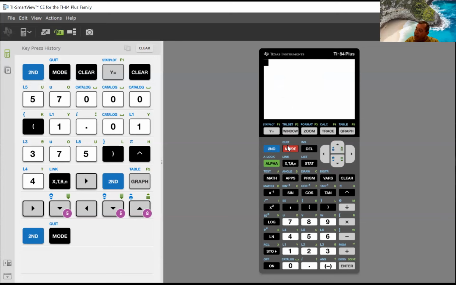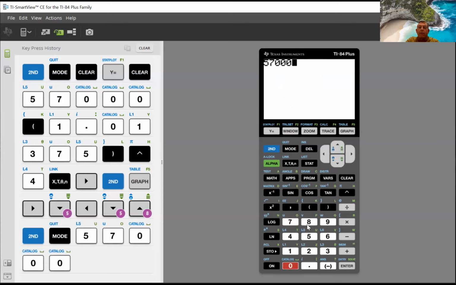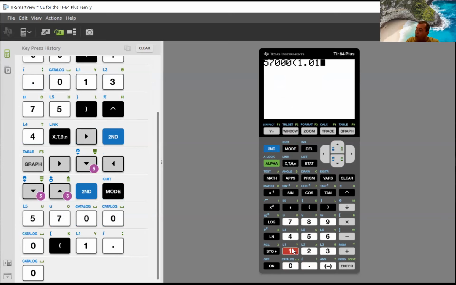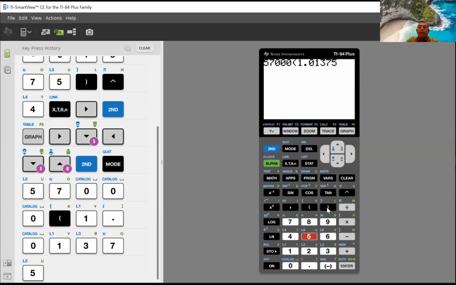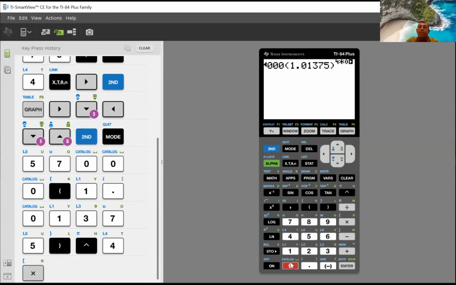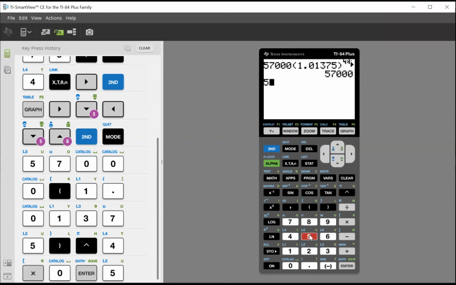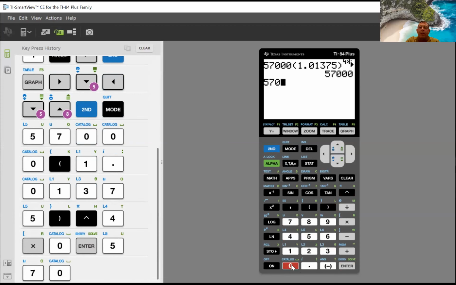Okay, the first one I'm putting in a 0, so I could do 57,000, put in my 1.01375. And then for my exponent, I'd have 4 times 0. And when I hit enter, I better get 57,000 like we got. Watch what on the 10, I mean, on the 10 years, I'll just do another one at 10 years.